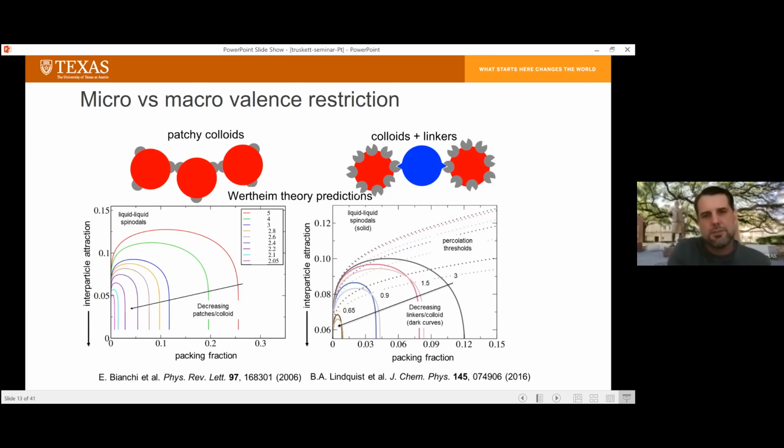And similarly, as you decrease that number of linkers per colloid, you compress the phase transition to lower and lower packing fractions and ultimately open up this wide region of phase space for forming open gels or fluids with these systems. So that's the analogy that we want to exploit in this work.